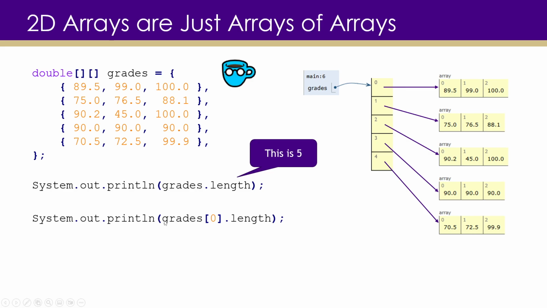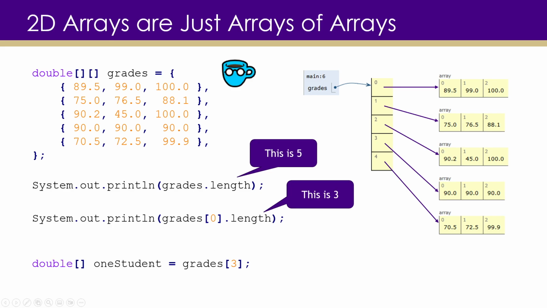But if we printed out grades[0].length, what that is doing is saying, hey, go to grades, go to index 0, and go to the thing that points to. So we go to grades, we go to index 0, and we go to the thing it points to. And then we do .length. So we're here, and we say .length. That gives us 3 elements. That is 3.